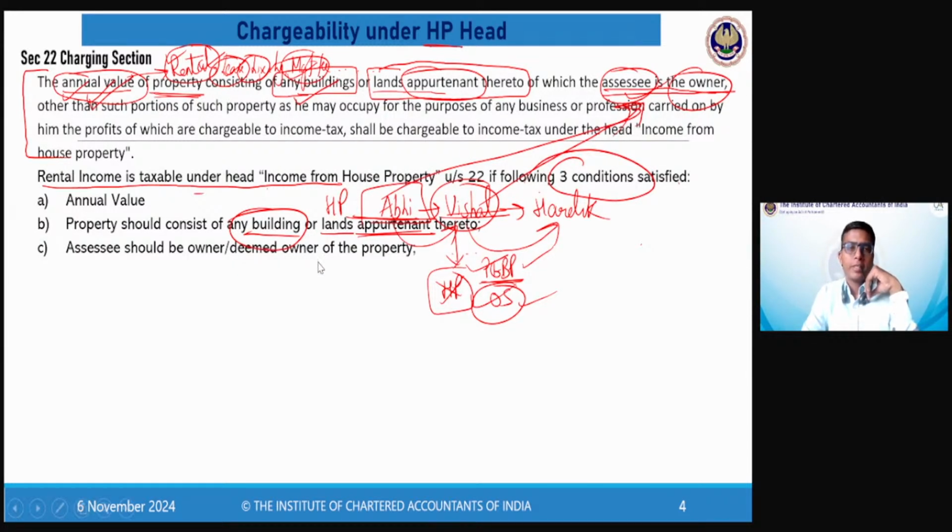Now coming to the exceptions. Now things are going to get more interesting here. So what are the exceptions? Now, what do I mean by exceptions? Exceptions mean you have satisfied all these three conditions.